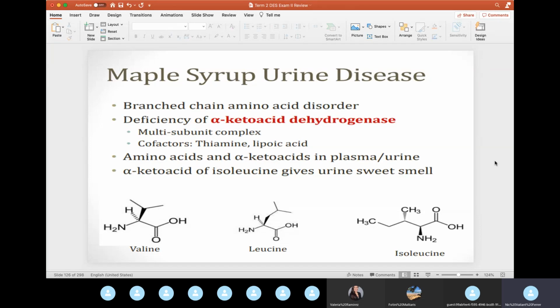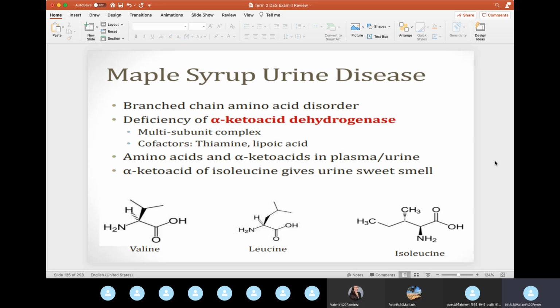MSUD, maple syrup urine disease. This is a branched-chain amino acid disorder. What's the enzyme that's deficient? Alpha keto acid dehydrogenase. Don't forget, it's a dehydrogenase, so it needs your cofactors: thiamine, lipoic acid, those 5. Amino acids and alpha keto acids are in the plasma and the urine. So the urine smells sweet.